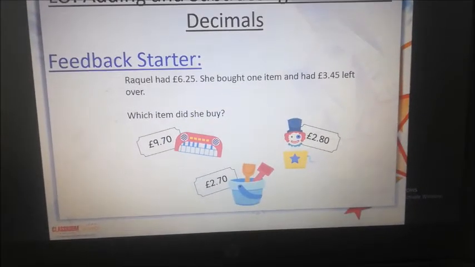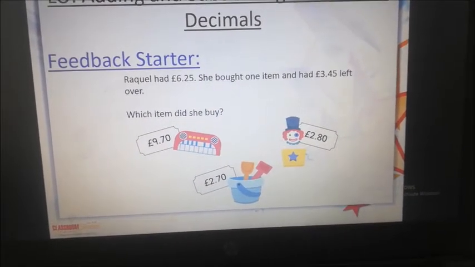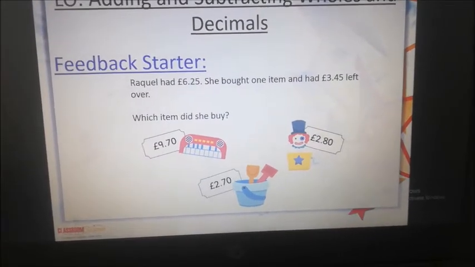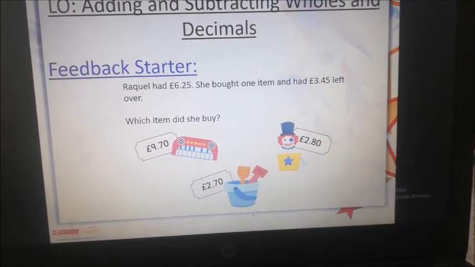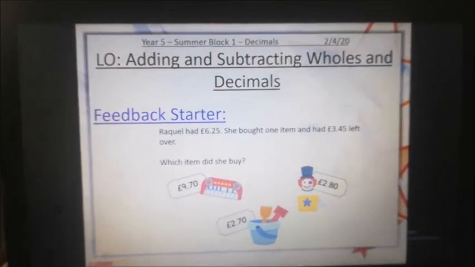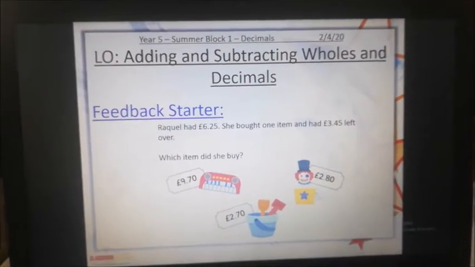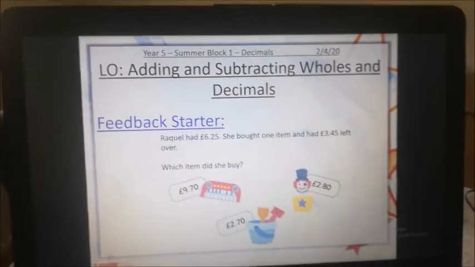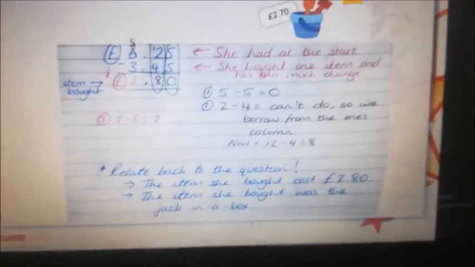Raquel had £6.25. She bought one item and had £3.45 left over. So her change is £3.45. Interesting question there. Don't spend too long on it, but see if you could work out what the answer is. Okay, my workings out are here. Hopefully with the colour coordination they'll help you as well.